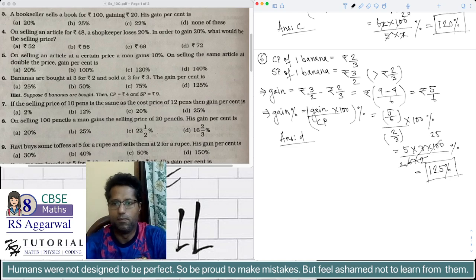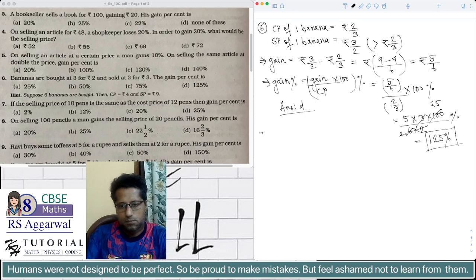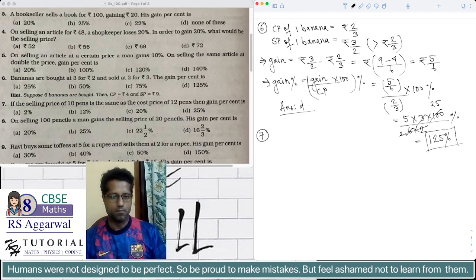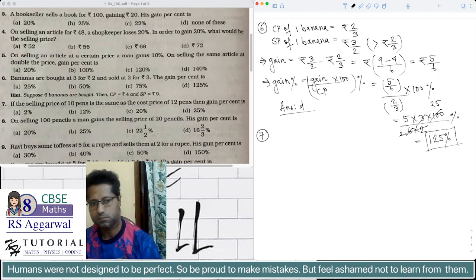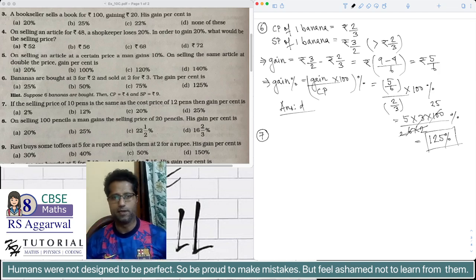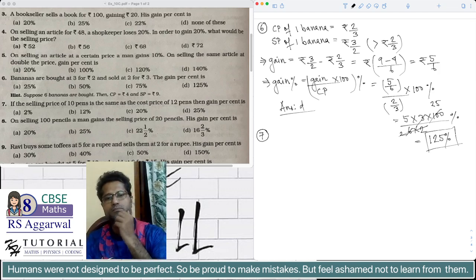Let's do problem number 7. If the selling price of 10 pens is the same as the cost price of 12 pens, then gain percent is... It is a kind of similar problem to problem number 6, but given in a different way. So the selling price, it is given that the selling price of 10 pens is equal to the cost price of 12 pens.